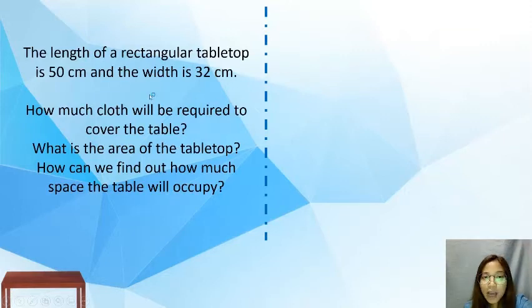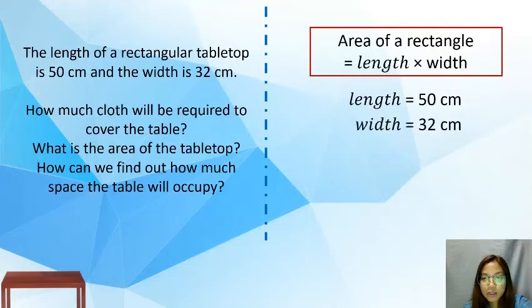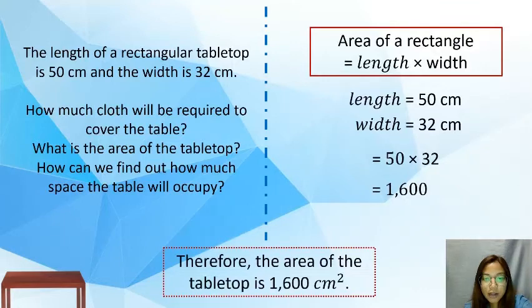Since we have a rectangular tabletop, we're going to use the area of a rectangle, which is length times width. So our length is 50 centimeters. Our width is 32 centimeters. By applying the formula of the area of a rectangle, that's 50 times 32, and it will give you 1,600. Therefore, the area of the tabletop is 1,600 square centimeters.